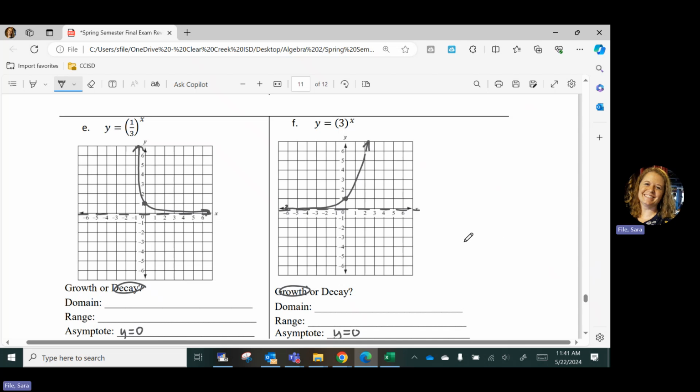So the domain for both is the same. Domain for all exponentials is all reals. The range for both of these is the same as well because the asymptote didn't move. So it's still 0 to infinity, or y is greater than 0. Y'all feel okay about those?